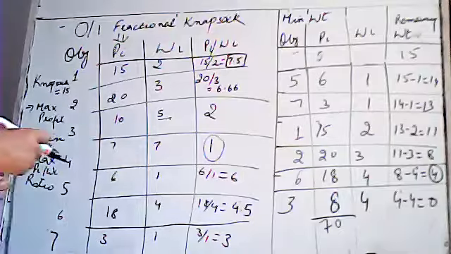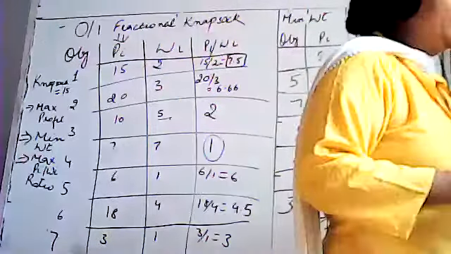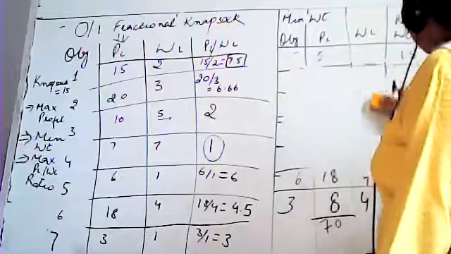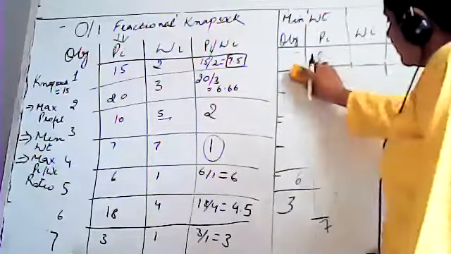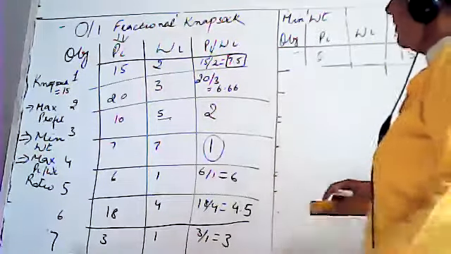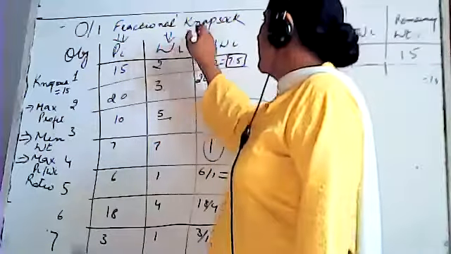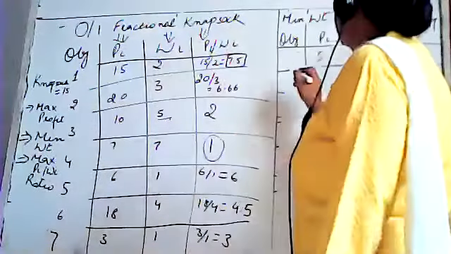Next we have to do it with the maximum Pi by Wi ratio. See, we have to move column by column. That's it. Nothing else is done. First we have taken the Pi column, then we are taking weight into consideration. Now we'll be taking this Pi by Wi.